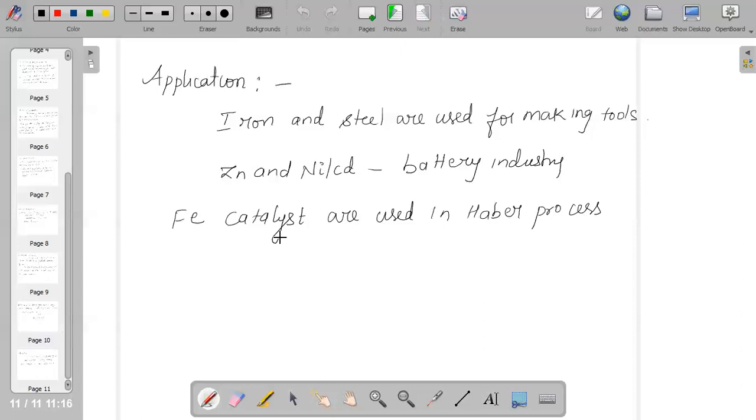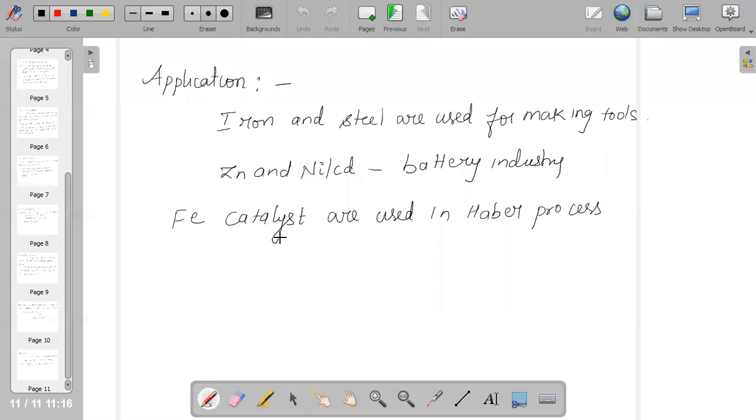And yes, we have the applications of d and f block elements. There are many. Iron and steel we use for making tools, vehicles, utensils, and bridges. Zinc, nickel and cadmium are used in the battery industry. Vanadium pentoxide, V2O5, we use as a catalyst in the oxidation of sulfur dioxide in the manufacture of sulfuric acid.